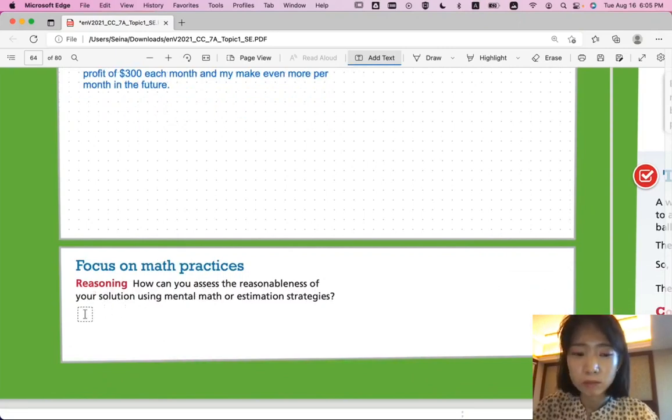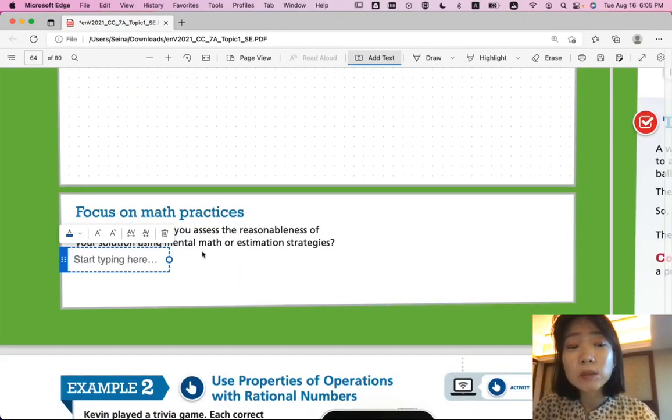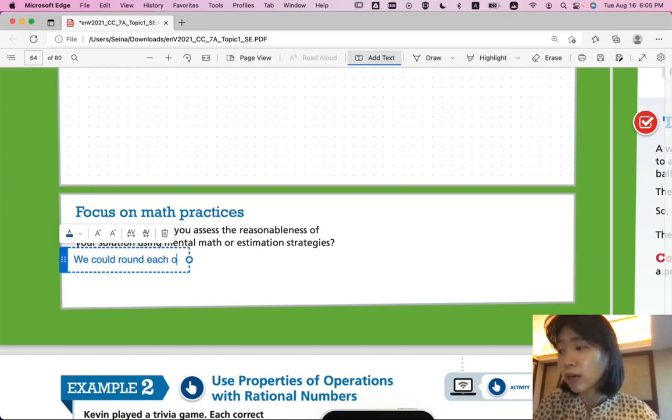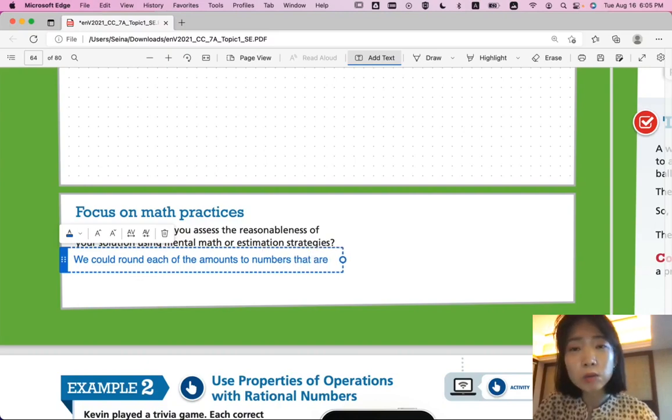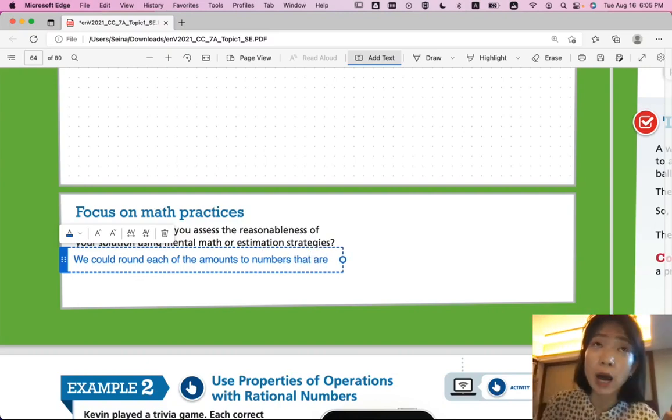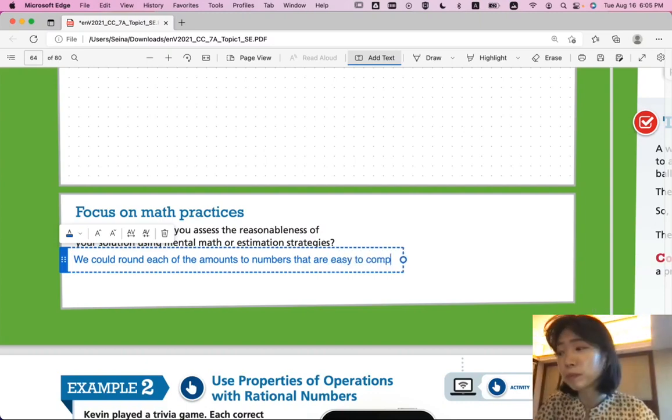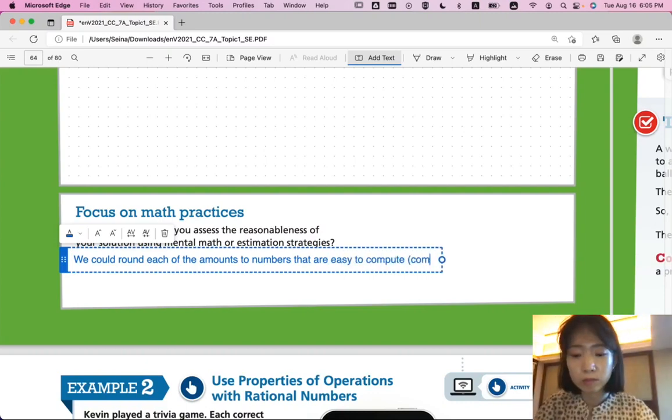Okay, so let's write down the process of the estimation. So we could say we could round each of the amounts to numbers that are easy to compute, which are called compatible numbers.